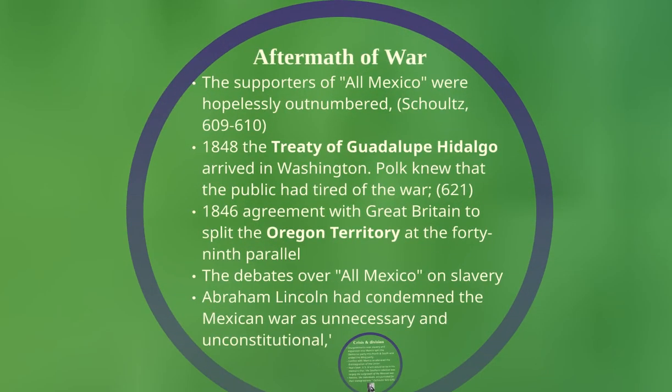The aftermath of the war was that the supporters of the All Mexico idea were hopelessly outnumbered. In 1848, the Treaty of Guadalupe Hidalgo arrived in Washington. President Polk knew that the public had gotten tired of the war. In 1846, there was an agreement with Great Britain to split the Oregon Territory at the 49th parallel. So the debates over all Mexico basically centered around slavery and race. Abraham Lincoln condemned the Mexican War as unnecessary and unconstitutional.